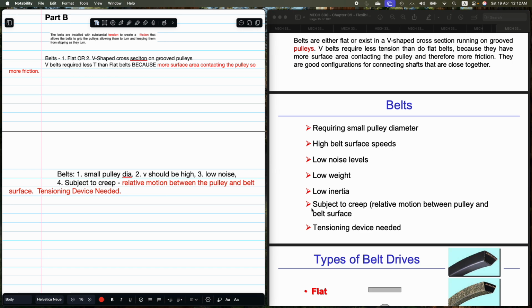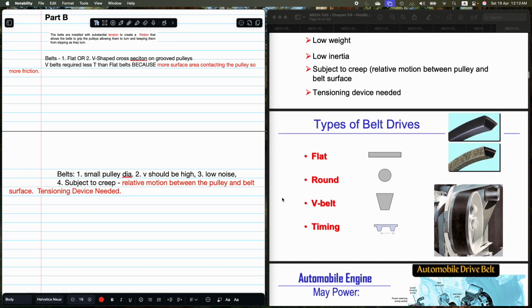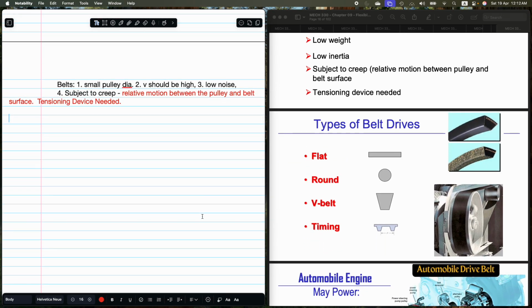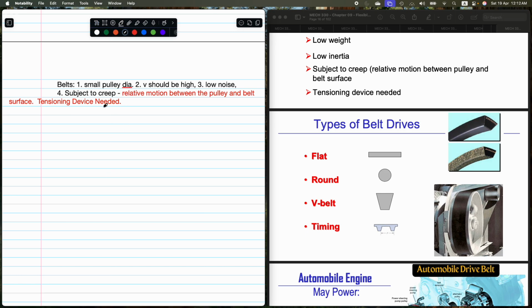Okay. Types of belt drives. So I'm going to draw this so I actually remember this. So we got types of belt drive. So we got flat, standard flat. Let's draw a better one. Okay, that's your flat belt.